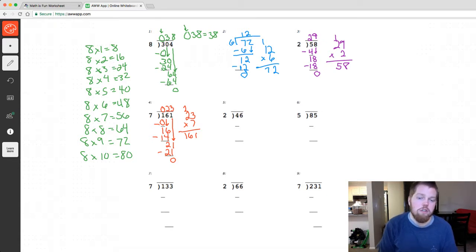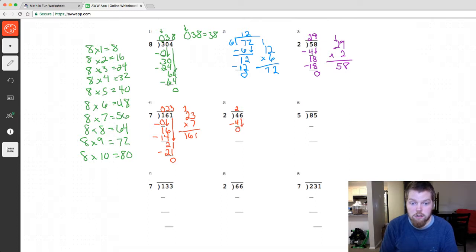2 into 46. Can 2 go into this first number here? Again, we're going to go through the same process each time. Can 2 go into this first number? Yes, it can. How many times? 2. So we're going to put 2 here. 2 times 2 is 4. Subtract the 4, we get a 0.